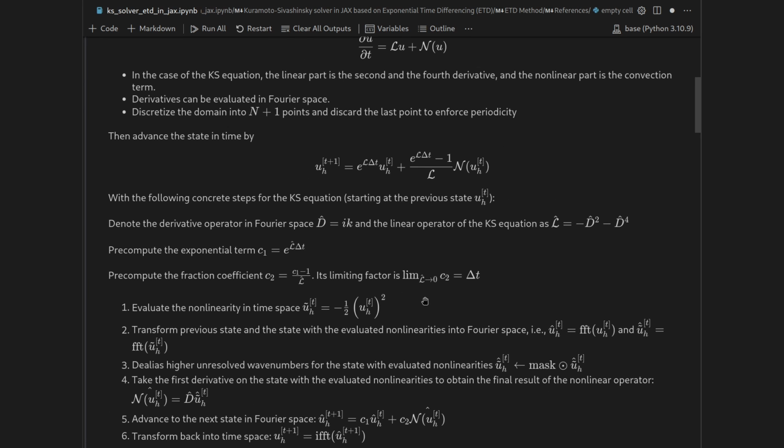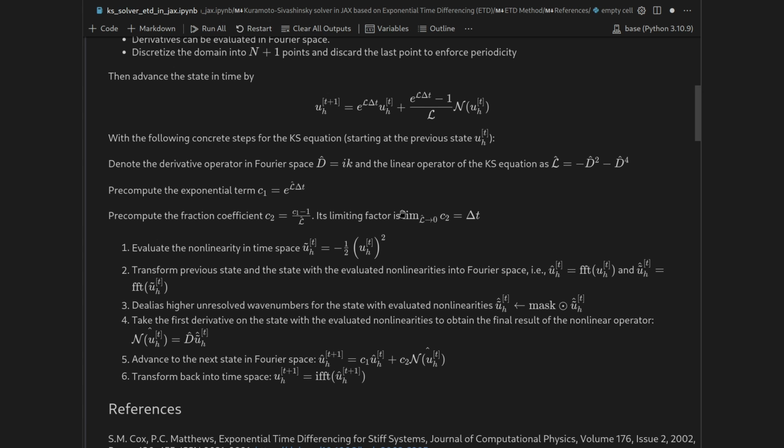And we used a pseudospectral approach, and pseudospectral means that we work both in the time domain as well as in the Fourier domain. So even if we are only given a state in Fourier domain, we still have to transform it back in time domain to evaluate the nonlinearity. So we do the nonlinearity evaluation in time domain and all things related to taking derivatives in Fourier domain.